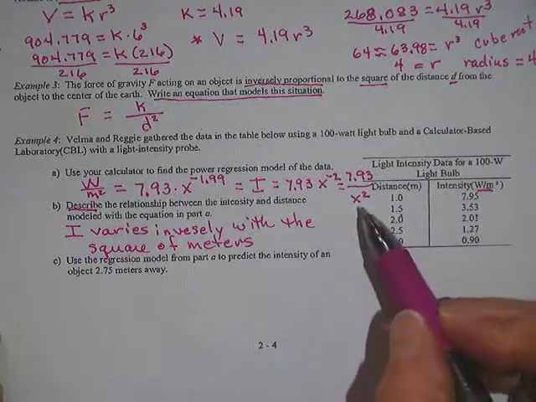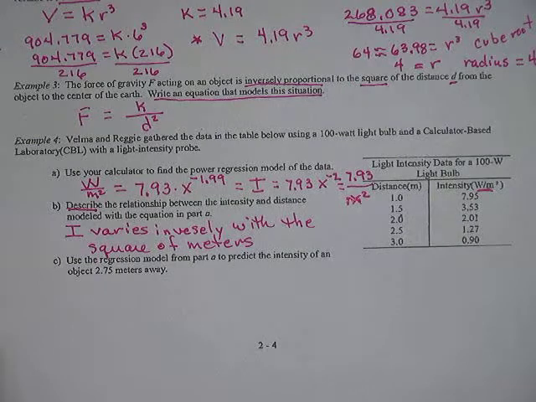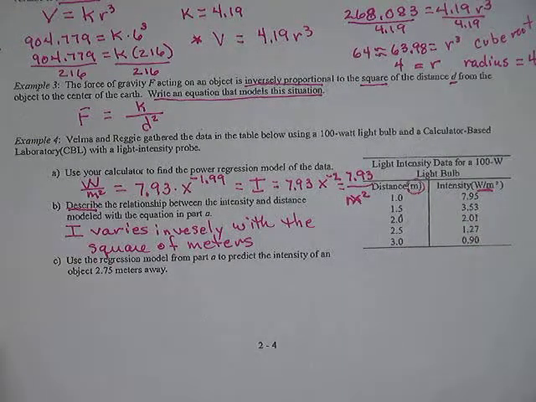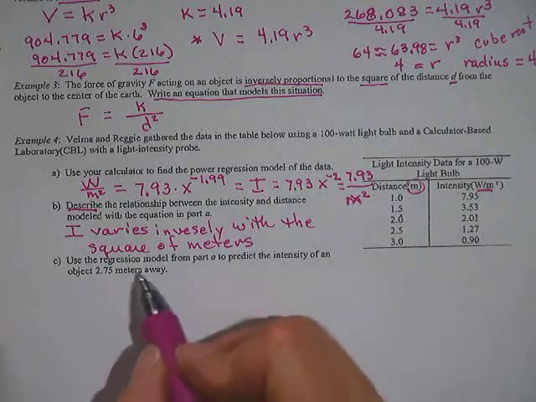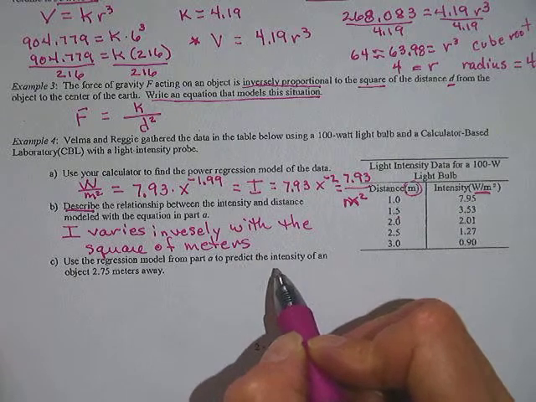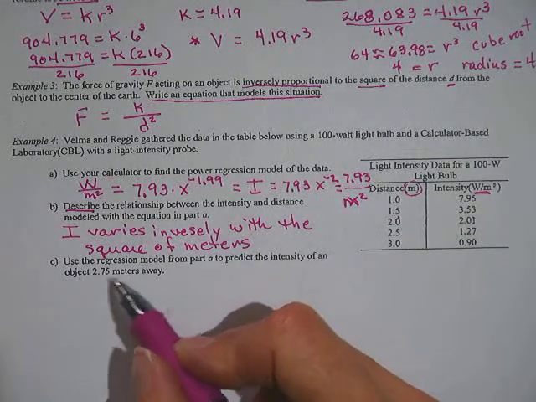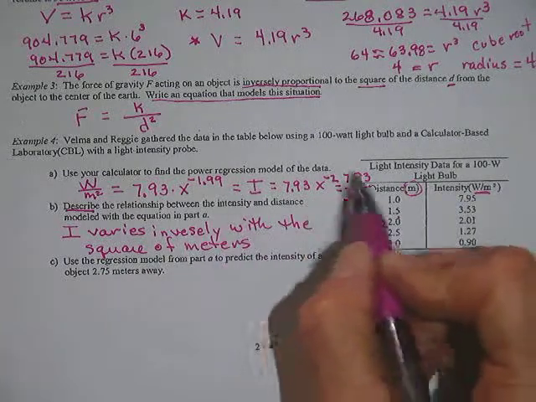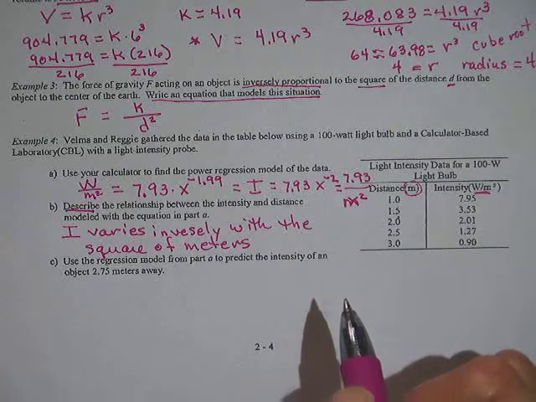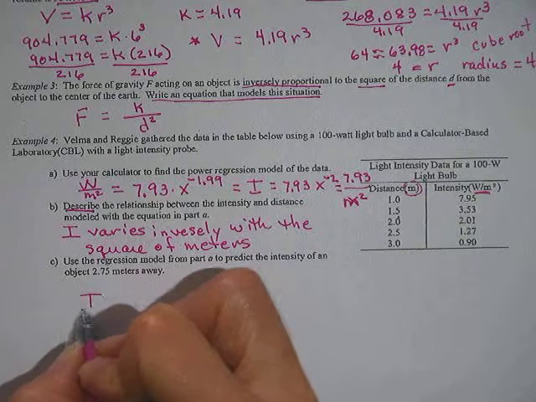Why is it the square meters instead of meters? Because this right here, even though I put X, it's meters squared. Okay? Because that's the label for X is meters. Okay? Now, use the regression model from part A, this guy right here, to predict the intensity of an object that is 2.75 meters away. So what do I put 2.75 in for right here?